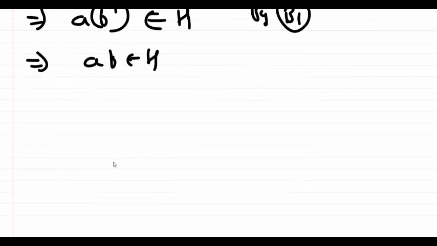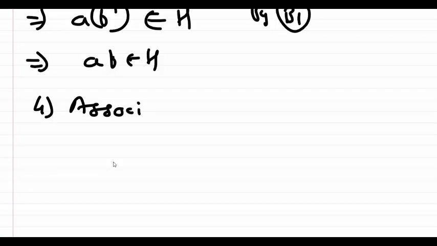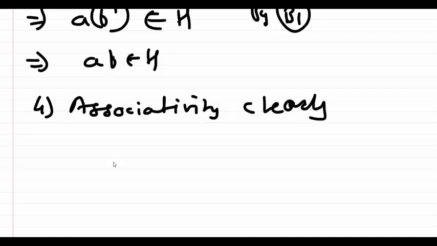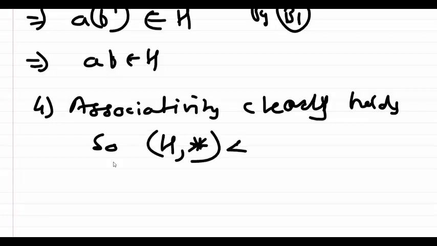Clearly associativity holds. For associativity we need not worry. So in the exam also we can write directly that associativity clearly holds. So H star is a subgroup of G star. Thanks for listening patiently.